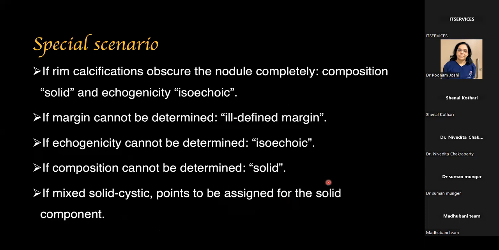Now there can be special scenarios, like if rim calcifications are present. So because of the calcification, the nodule can get completely obscured. So in that case, you have to by default place the composition as solid and echogenicity as isoechoic. And I've already told you if margin cannot be deciphered, then by default it goes into the category of ill-defined margin. And if echogenicity cannot be determined, it is isoechoic. If composition cannot be determined, then it is solid. And in mixed solid cystic, points have to be assigned for the solid component.